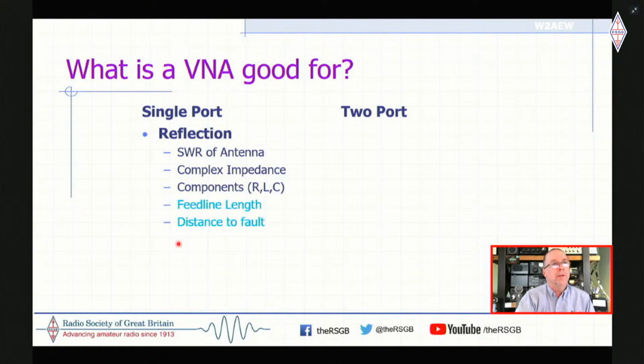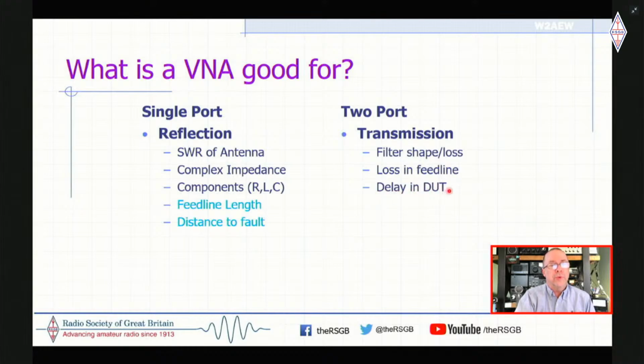We can make some of these measurements by doing some additional processing on the reflection properties that are measured with the VNA. Now, if we are going to use the 2 ports of a VNA, we're measuring transmission properties. And this could be looking at maybe a filter and looking at the filter shape or the loss characteristics of a filter. If you're doing any homebrew work, that could be very, very handy. You might want to use it to look at loss in a feed line or delay through a DUT. Or maybe you want to look at the amplifier gain and frequency response, if you're homebrewing an LNA, for example.